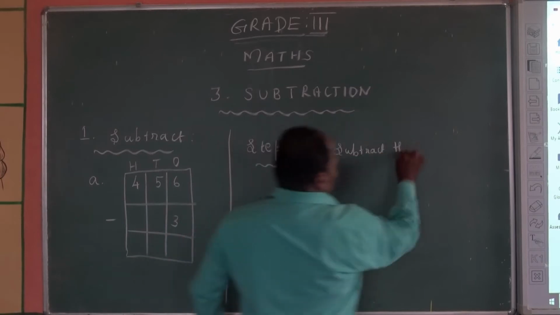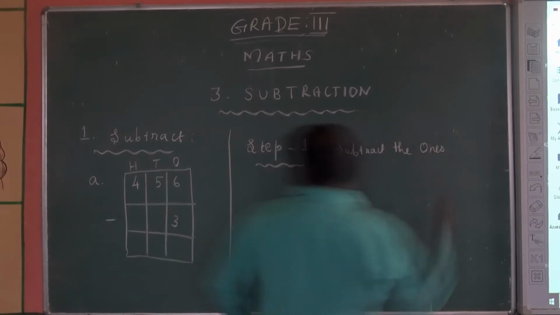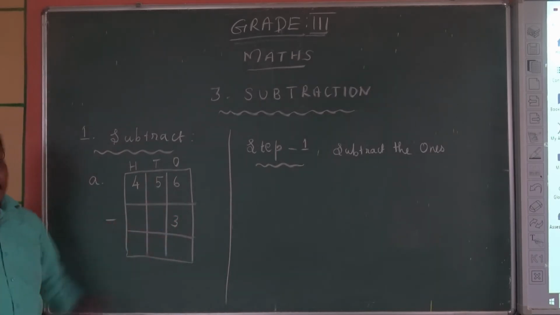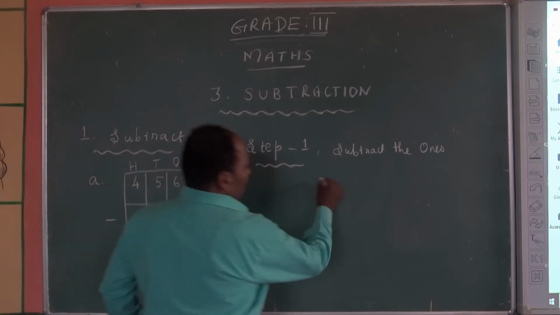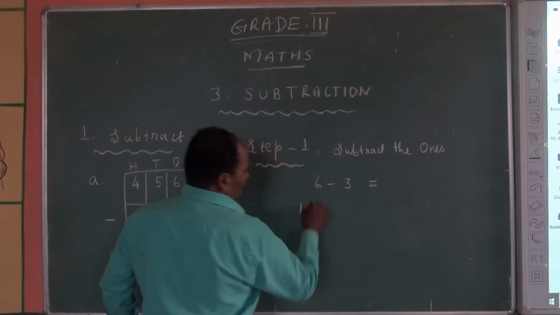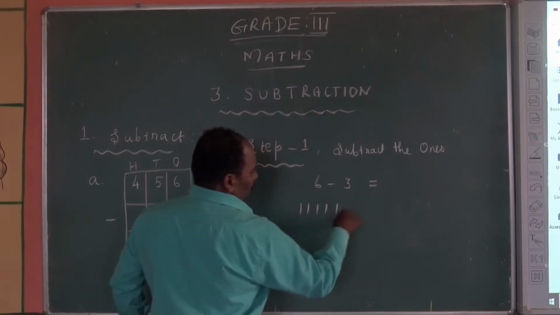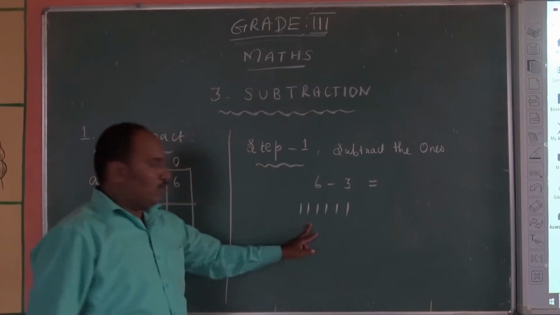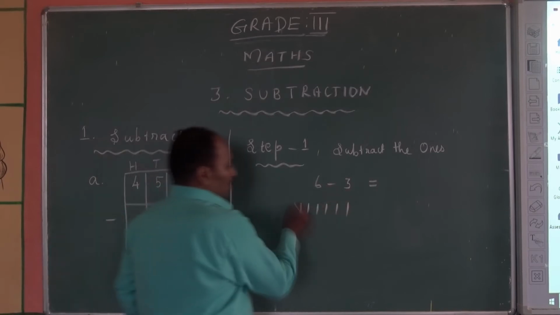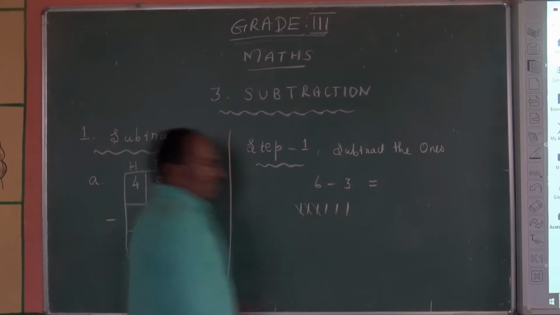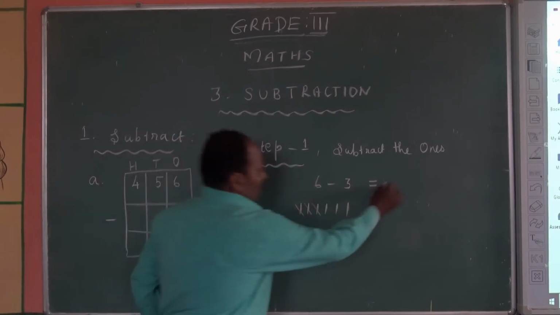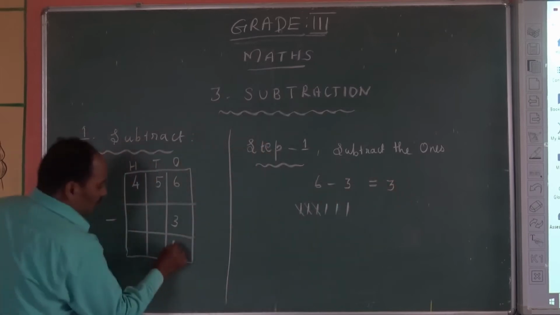Subtract the ones. Here ones place is 6, here ones place is 3. 6 minus 3 is equal to 3. Draw 6 lines: 1, 2, 3, 4, 5, 6. Minus 3, that means we cancel 3 lines, remaining 1, 2, 3. So 6 minus 3 is equal to 3.